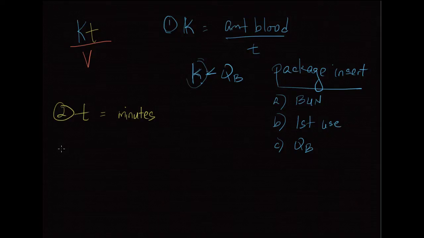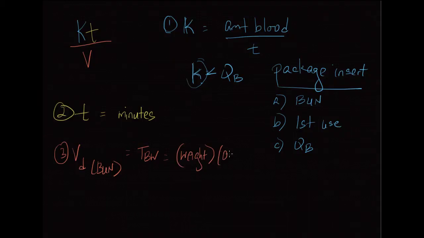And then you've got the volume of distribution. Now you've chosen BUN as the uremic toxin or the marker of uremic toxins. And the volume of distribution of BUN is total body water. So you can calculate that very easily. You just figure out the weight of the patient and you multiply it by either 0.5 or 0.6, depending on whether it's a woman or a man. If you had chosen another uremic toxin, then you'd have to alter that volume of distribution based on how that toxin distributes across the body. But since you've chosen BUN, this is a very simple calculation.